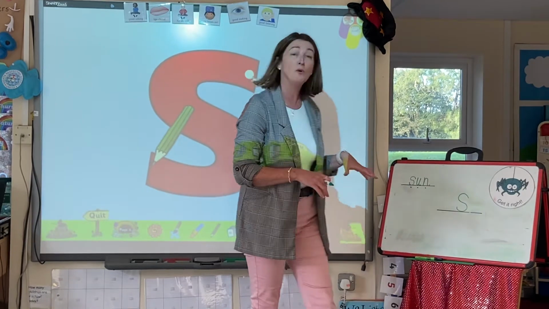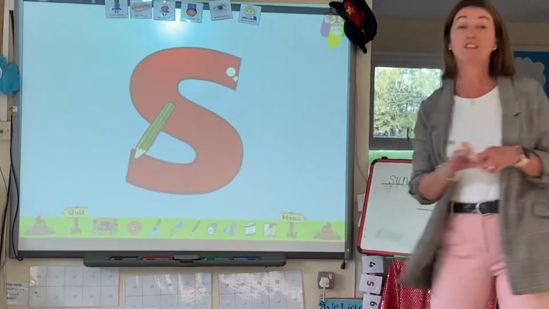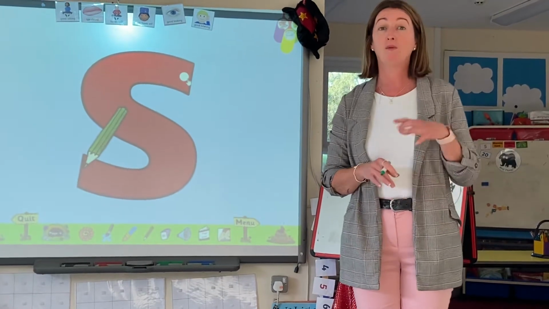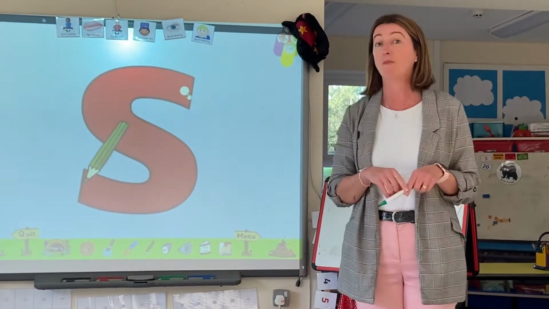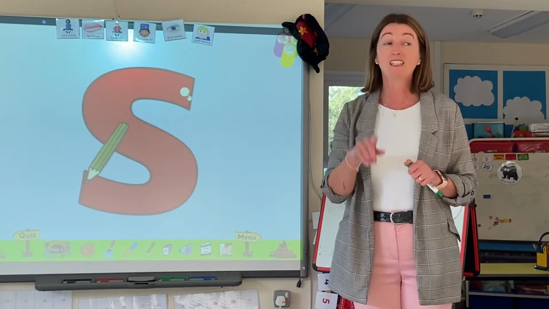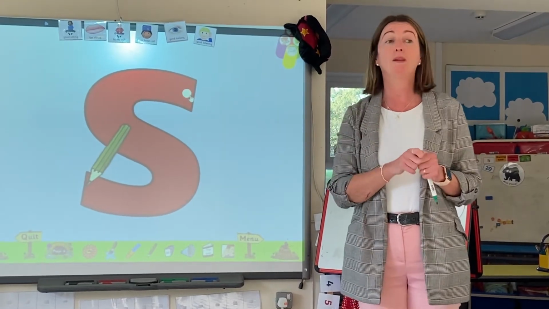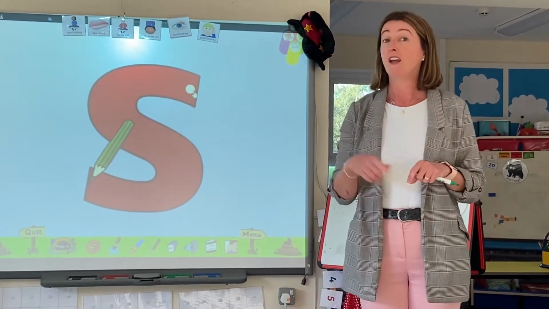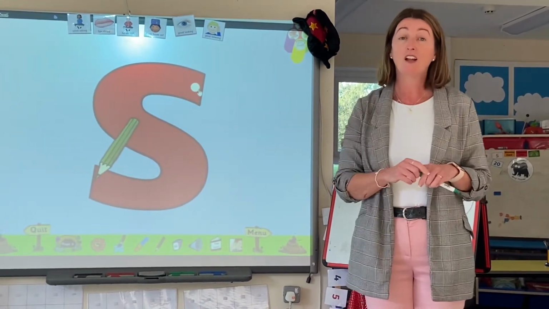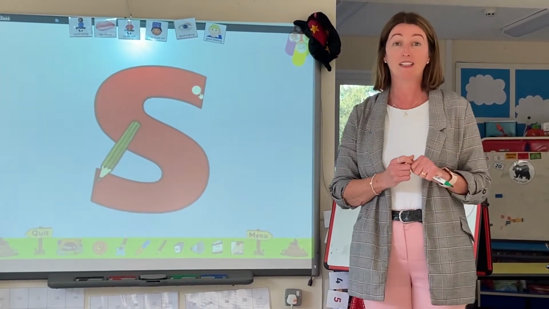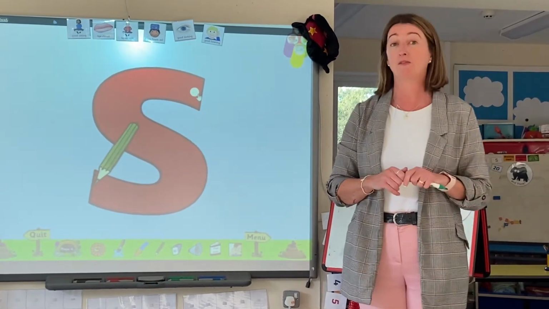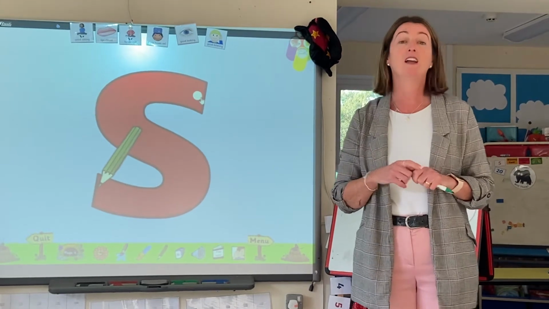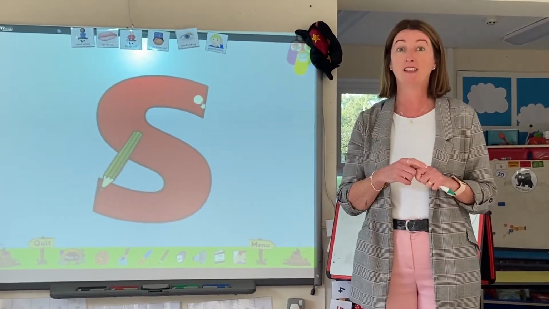But that carpet session is finished then, and the children will go off with myself or one of the other adults, and we would practice formation. It may be in the sand, it may be with the paint, it may be with chalks. We'd find lots and lots of different ways. It may be with water and brushes, lots of different ways of forming that letter, and we'd leave them out around the classroom for what we call continuous provision, for the children to practice forming that letter independently.